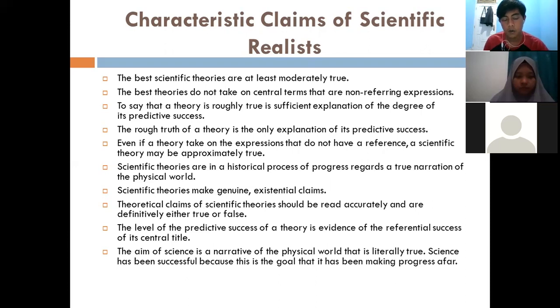Then number six, scientific theories are in a historical process of progress regarding a true narration of the physical world. Then number seven, scientific theories make genuine existential claims. Number eight, theoretical claims of scientific theories should be read literally and are definitely either true or false. And number nine, the level of the predictive success of the theory is evidence of the referential success of its central terms. And last, the aim of science is a narrative of the physical world that is literally true. Science has been successful because this is the goal, and it has been making progress.